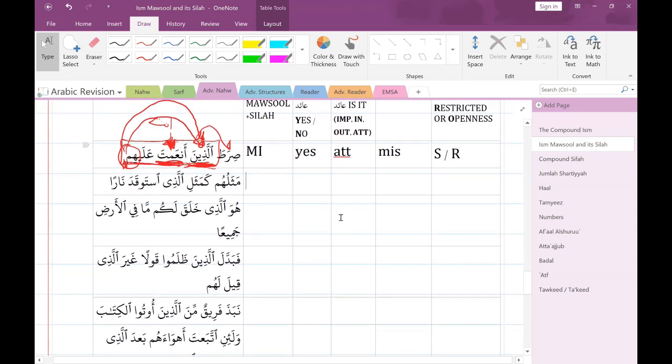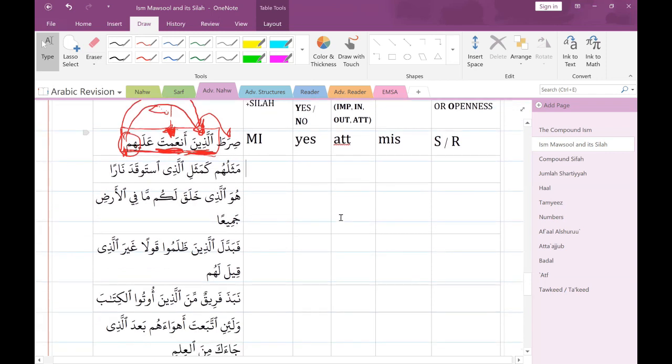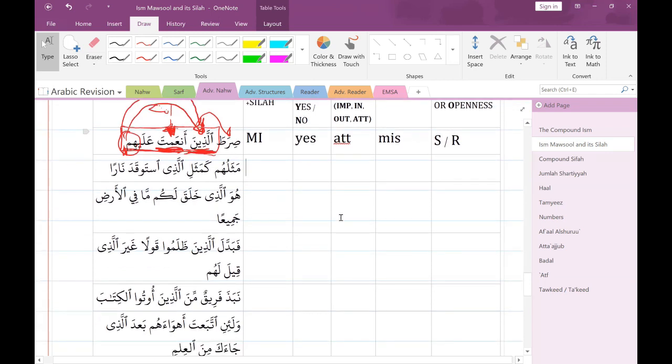But you see, unless maybe you're talking about ma, something that is not referring to people. Alladhina will always refer to people. Alladhi doesn't have to refer to people, but alladhina is always going to be people or intellect. So it depends on the Ism Mawsool, whether it is referring to people or not. That's where you can wonder, but we'll see if it comes along. I kind of understand where you're coming from, but we'll see.